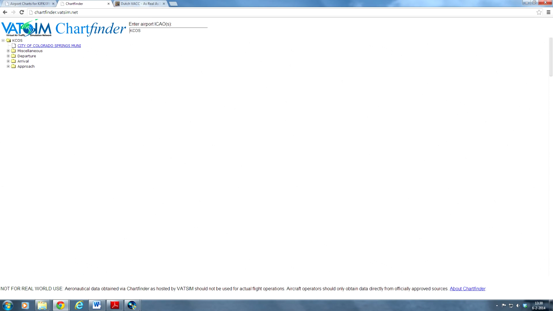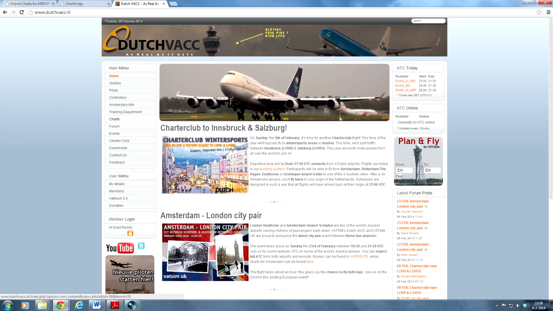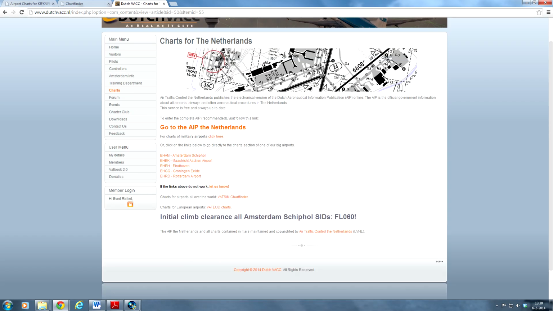Now we can also use a bit more of a direct approach, and that's by visiting the website of the VAC of the country you're going to fly through. So let's take the Netherlands for example. Every VAC will have some kind of section where it says charts or pilot information. Like here we have charts, so we're going to click on that. And as you can see we have all the charts of the airports in the Netherlands.